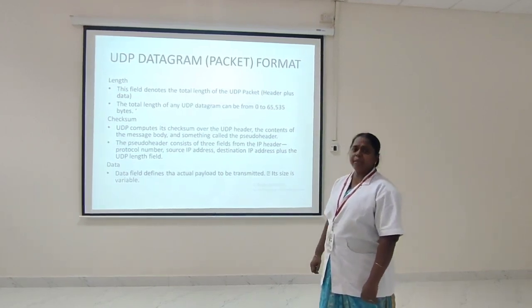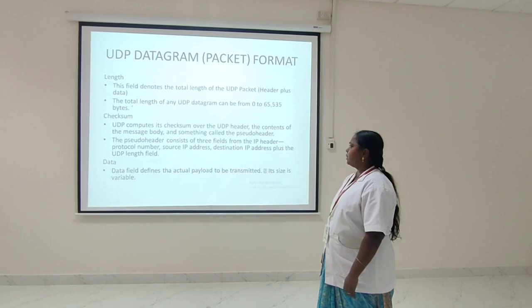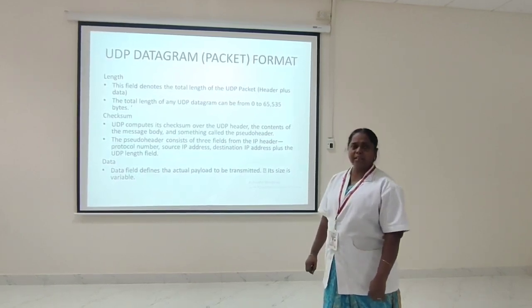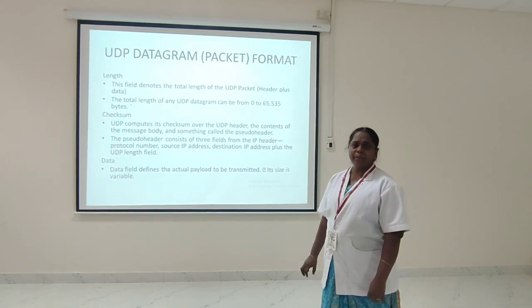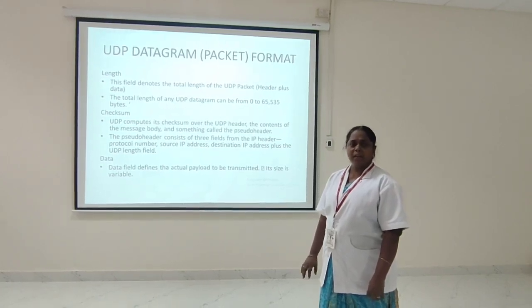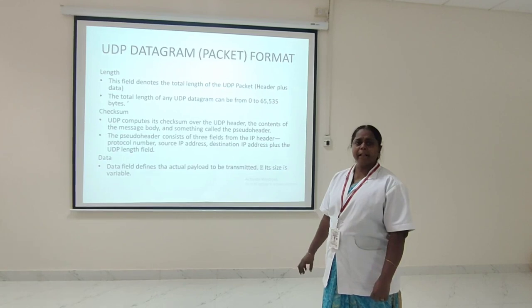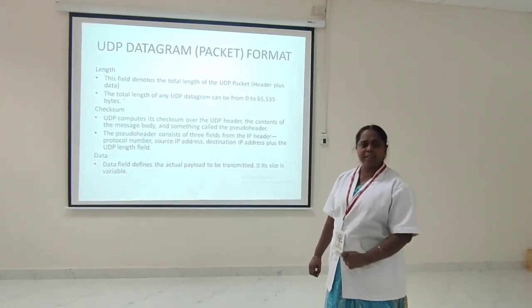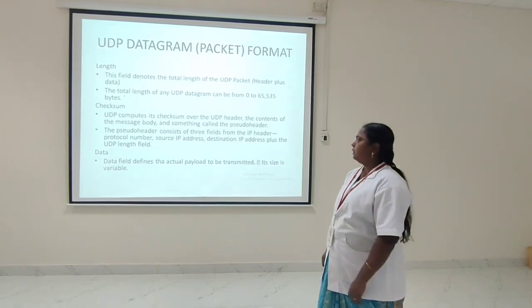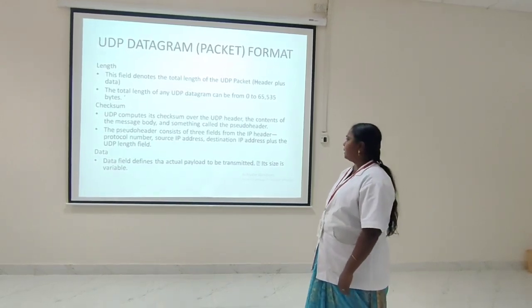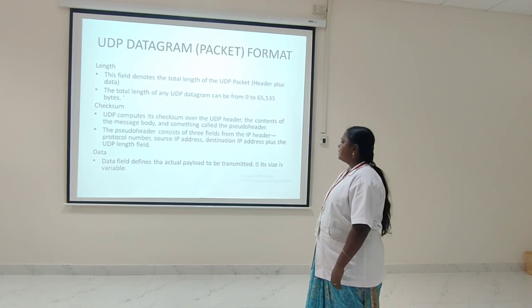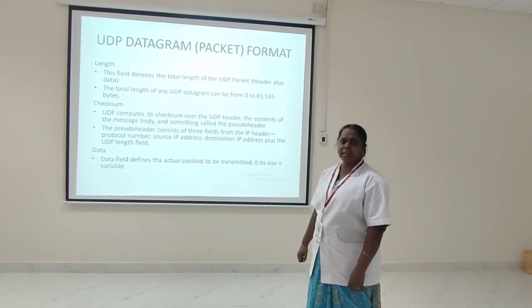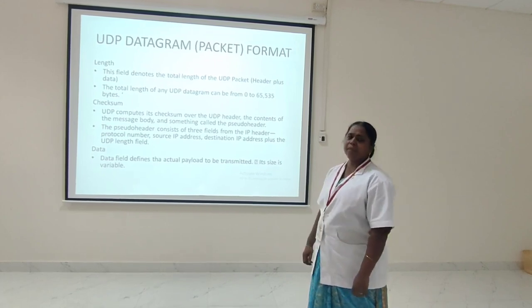The length field of the UDP packet denotes the total length of the UDP packet, header plus data. As I said, the data in a UDP packet is of variable size, and the header size is also added along with the size of the data. This is the original length of the data specified in the length field. The total length of any UDP datagram can be from 0 to 65,535 bytes, so the datagram length is limited to 65,535.